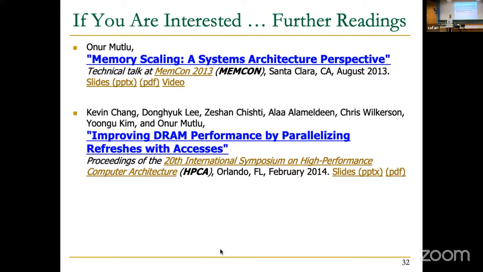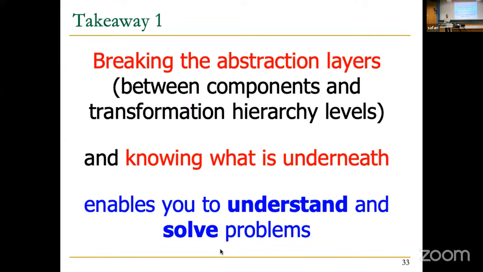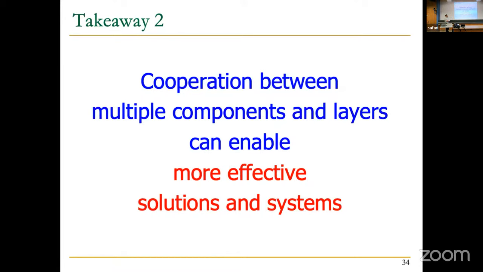Okay, so I'll just repeat two takeaways for this lecture. Breaking the abstraction layer between the components and transformation hierarchy levels is important, and knowing what is underneath enables you to understand and solve the problems. Another takeaway: we need cooperation between components and layers so that we can enable more effective solutions and systems. Okay, let's look at RAIDR in a deeper way.